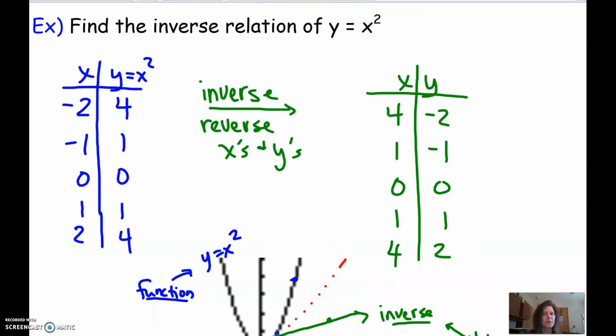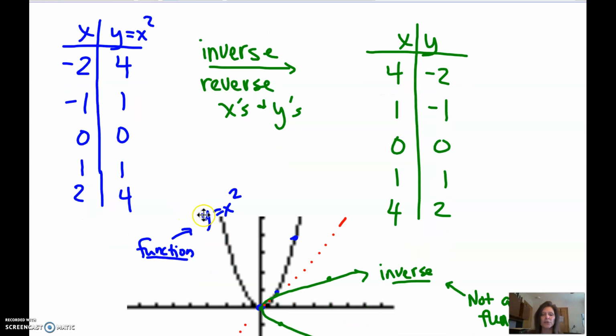It gets a little more complicated if we have an equation. So let's look at y equals x squared. We know that's the parabola. I'm going to go ahead here, and I made a chart for different x values and y values for my parabola. I've got (-2, 4), (-1, 1), etc. And I can graph that here. Okay, so there's my parabola.